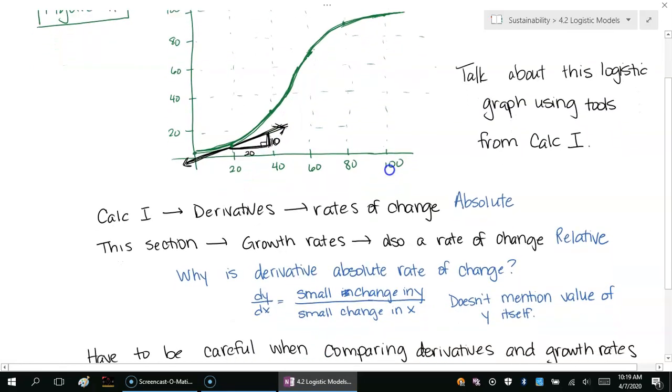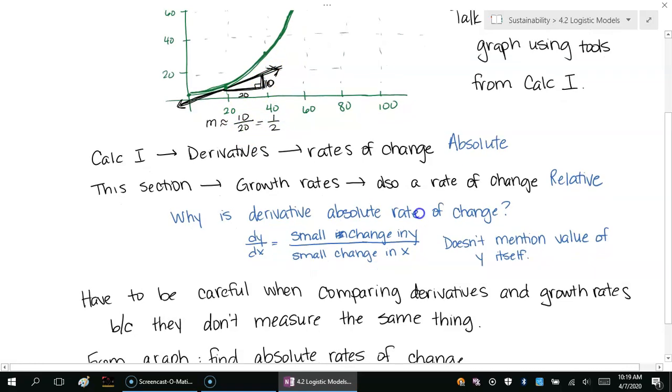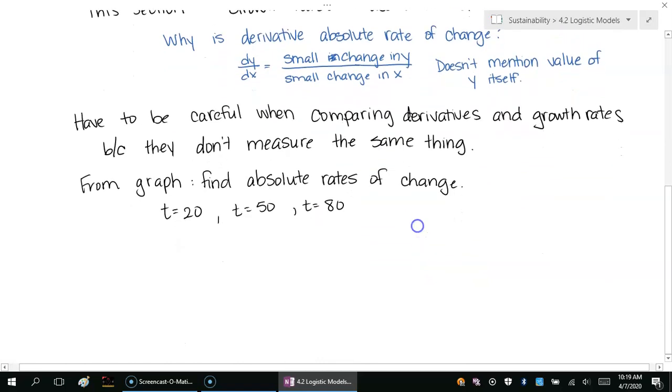So the approximation that I get for the slope of this line is rise 10 over run 20. So my slope is about 1/2. And that's my derivative, so t equal to 20. The derivative, or the absolute rate of change, is about 1/2. Or 50%.